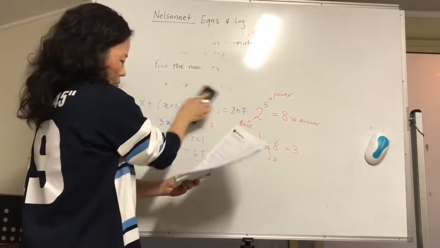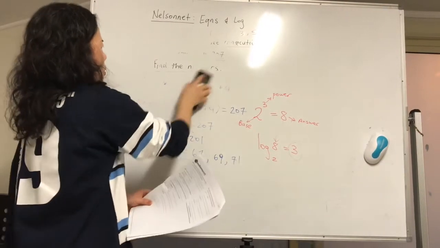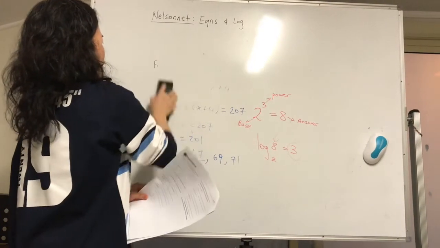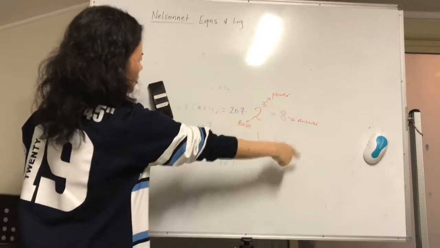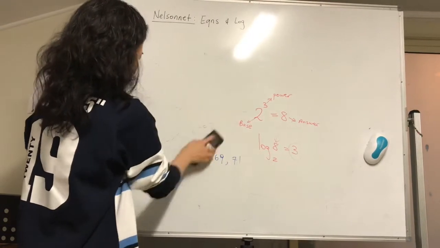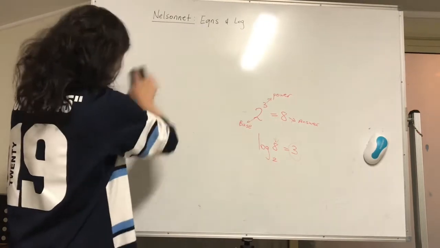Have a look at the next question. It says evaluate log base 2 of 1. How do we do that? I think we have to use this concept first. So if we write the question down, what do we have to do?